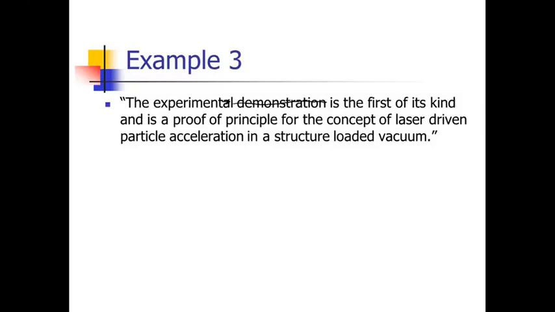Notice the use of the verb to be, is and is. That's kind of a boring verb, so maybe we can put in a slightly better verb there. And first of its kind and is a proof of principle is a little bit repetitive. What if we just said the experiment provides the first, and then we don't need of its kind, the first proof of principle. For the concept of, again, that doesn't really add anything. That's kind of vague words. Just say what you mean. So is provides the first proof of principle of laser-driven particle acceleration in a structure-loaded vacuum.